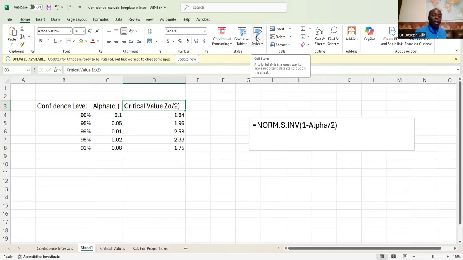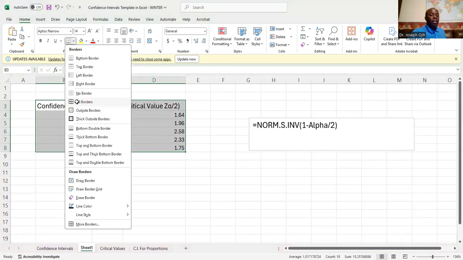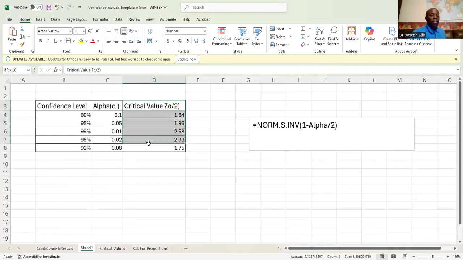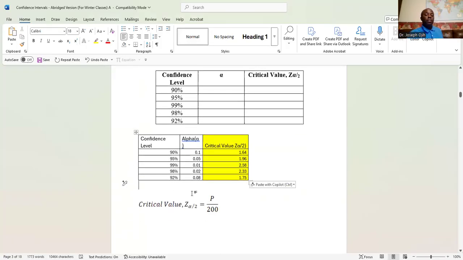Now I can make it more clear. This is the critical values, right? I'm just going to highlight it. I can copy this and paste it in Word while we are doing our work here. But for you, if you're doing this as an assignment, you just submit the Excel file. See?